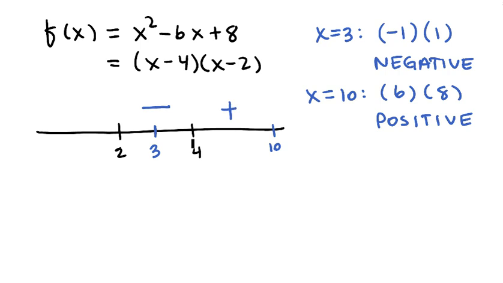And then you choose something less than 2, and you always want to choose 0 if at all possible, right? So I'm going to choose 0 over here, and I'm going to say x equals 0. And 0 minus 4 is negative 4, and 0 minus 2 is negative 2. We multiply those, and we're going to get positive 8. And so for the interval where x is less than 2, f of x is going to be positive.